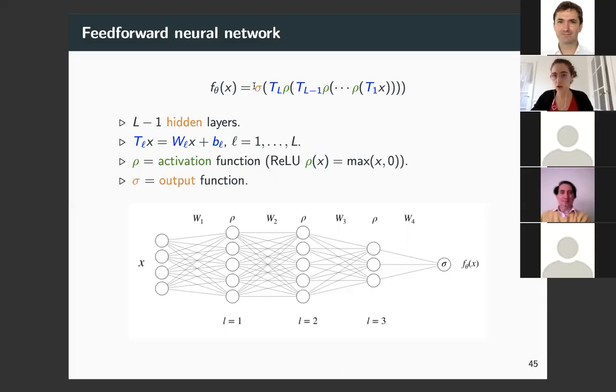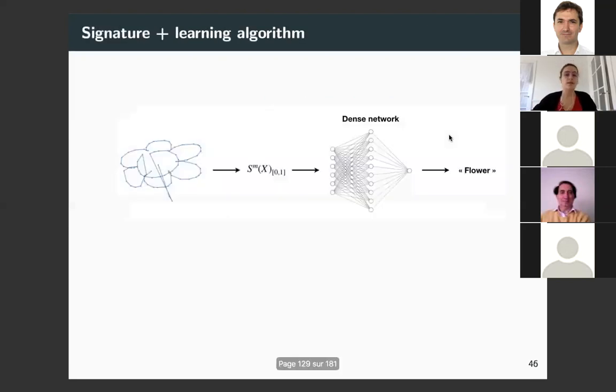And sigma is just the output. Here you get a vector, and sigma maps it to the kind of output you want, either another real number or a label. In this case, what is theta? Theta is just the concatenation of all the parameters in T_L, so W_L and B_L, where W_L is a matrix and B_L is a vector. So theta would be a really huge vector with all these parameters stacked together. Typically, you would then have to find these T_L, W_L, and B_L with a specified loss that you minimize. So where do signatures come into the story?